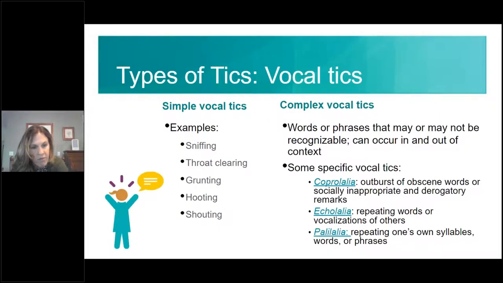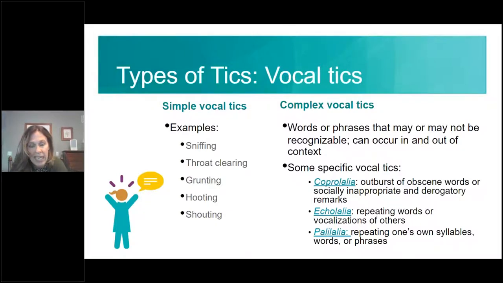Vocal tics, we have both simple vocal tics and complex vocal tics. Simple vocal tics aren't even words. Sometimes people automatically think you've got to say something with a vocal tic, but examples are sniffing, throat clearing, grunting, hooting, and shouting. I remember I did a sniffing through my nose when I was in elementary school, middle school, high school, and I still sometimes will do throat clearing or coughing when I know I'm not ill. I don't have to cough. I'm not sick.